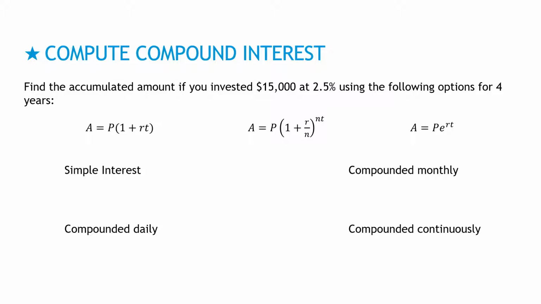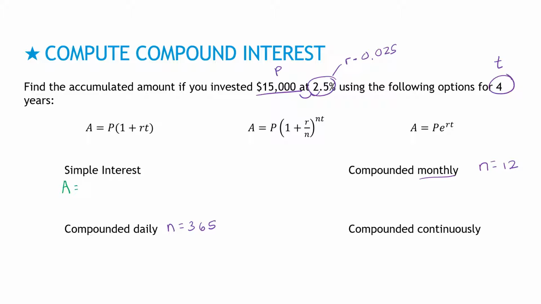So again, I'm already at like a 13-minute video, so I'm going to try to make this a little bit faster. I've already done these in my calculator, but remember my P is going to be 15,000. My rate is going to be 0.025. Remember, we move it 2 places. T is 4. Compounded monthly, N is going to be 12 because there are 12 months in a year. And compounded daily, N is going to be 365. So let's go ahead and work these out and see what we get.